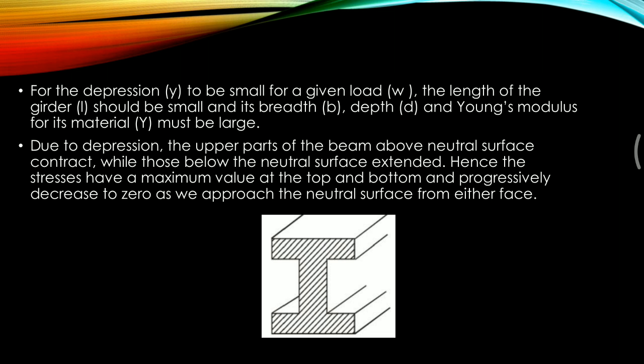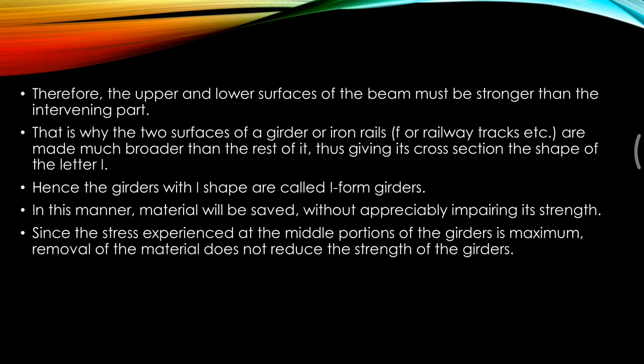Due to the depression, the upper parts of the beam above the neutral surface contract, while those below the neutral surface extend. Hence, the stresses have a maximum value at the top and bottom and progressively decrease to zero as we approach the neutral surface from either face. Therefore, the upper and lower surfaces of the beam must be stronger than the intervening part.